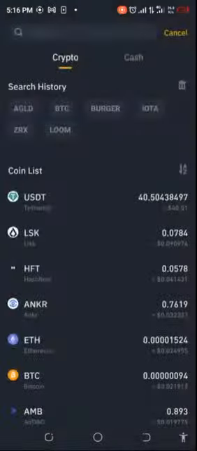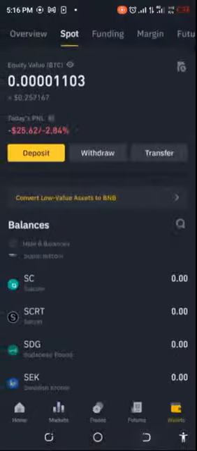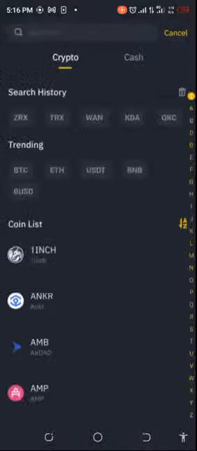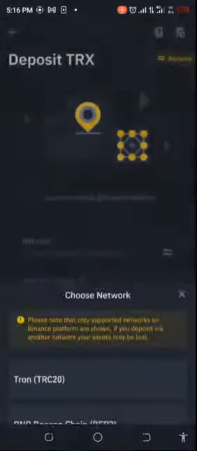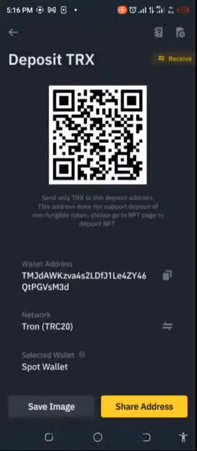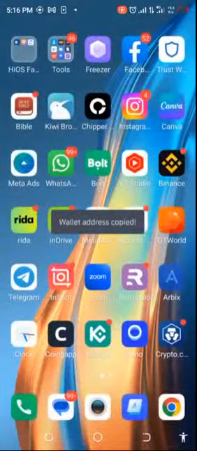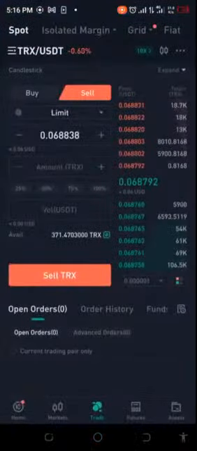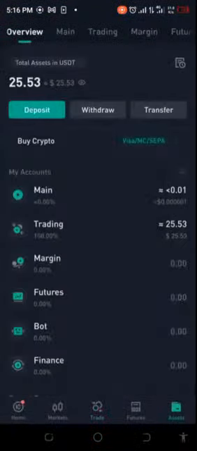No, not that. What did I just pick? No, what I wanted is deposit, okay? So we're just going to pick the deposit. We're depositing TRX, so we're putting in the Tron, that's TRC20. Okay, so let's click on that and let's go over quickly to send it all over. All right, so that's what we're doing right now.